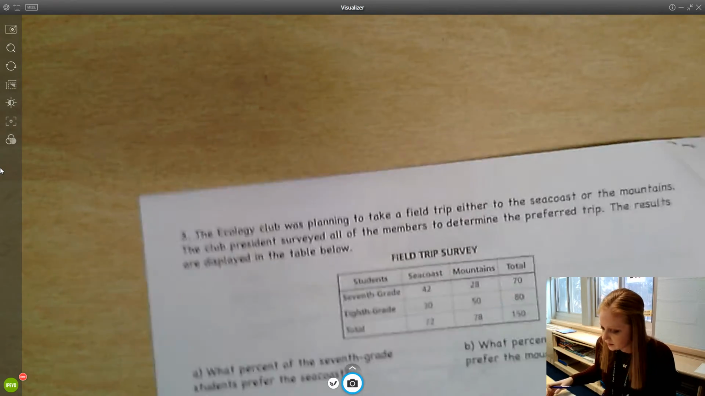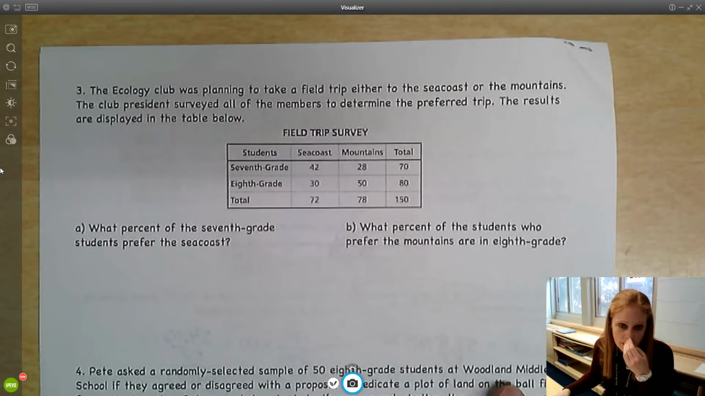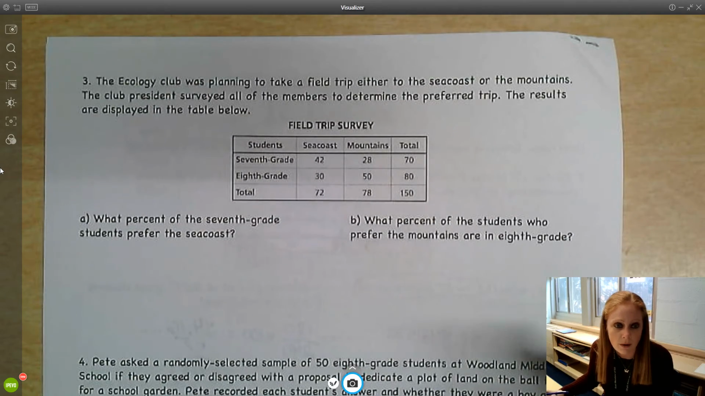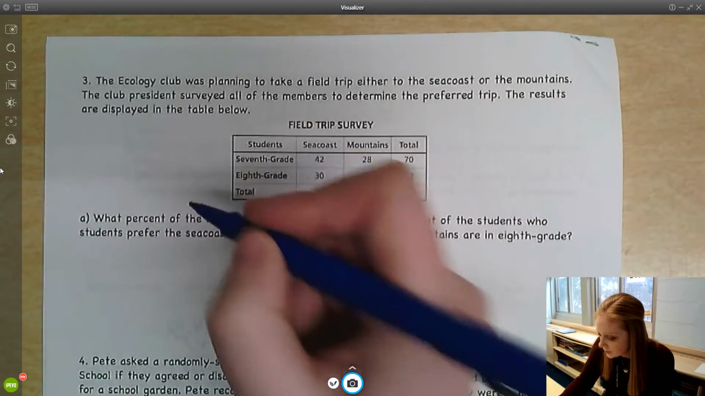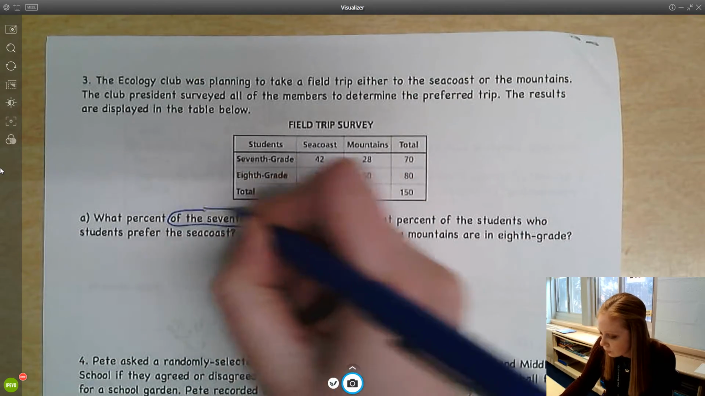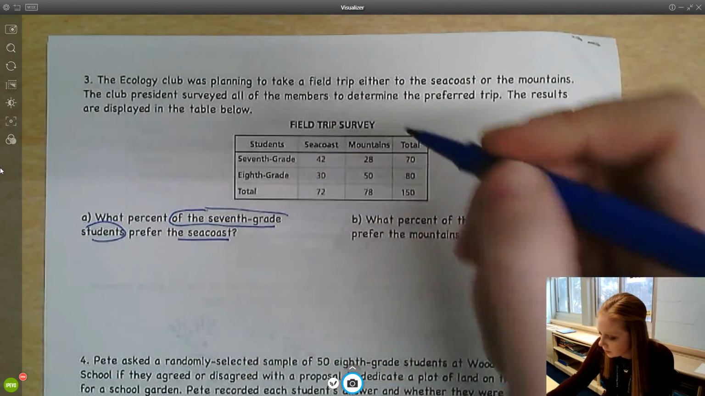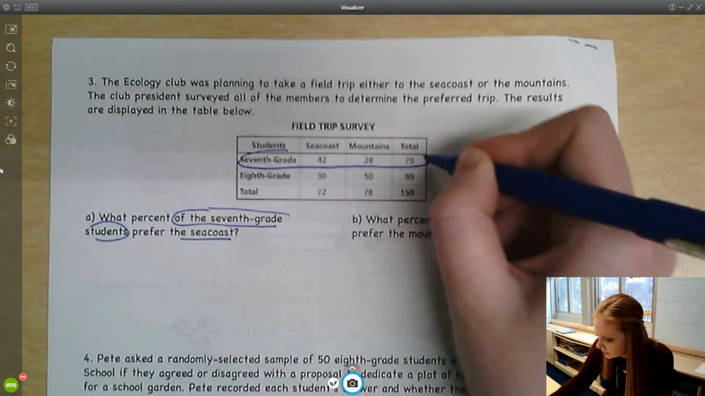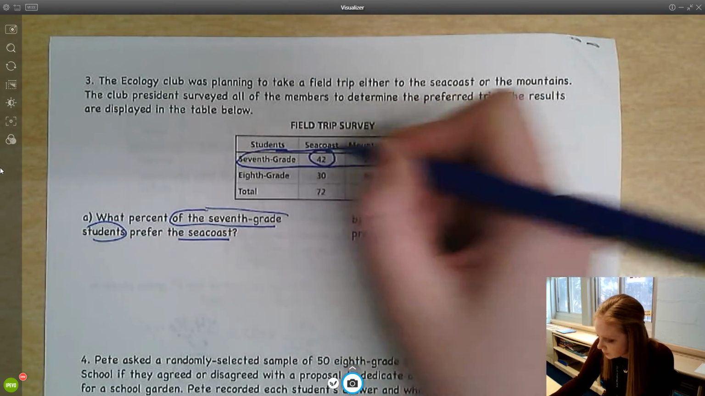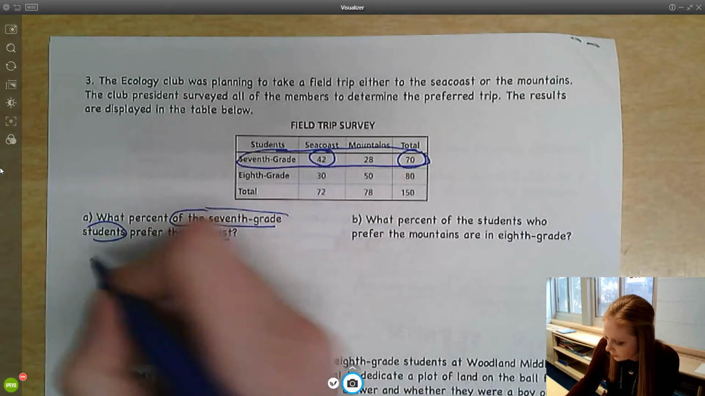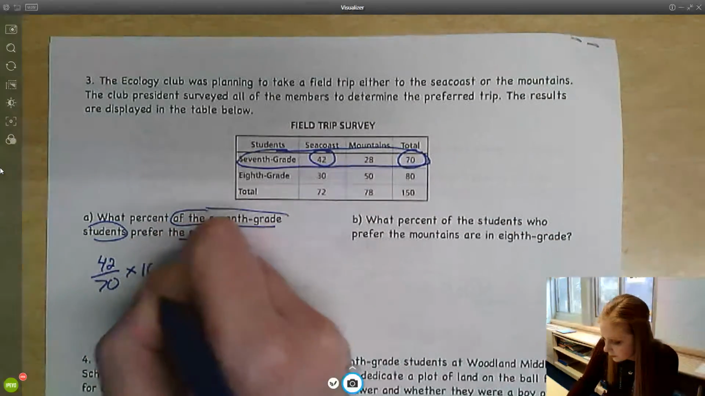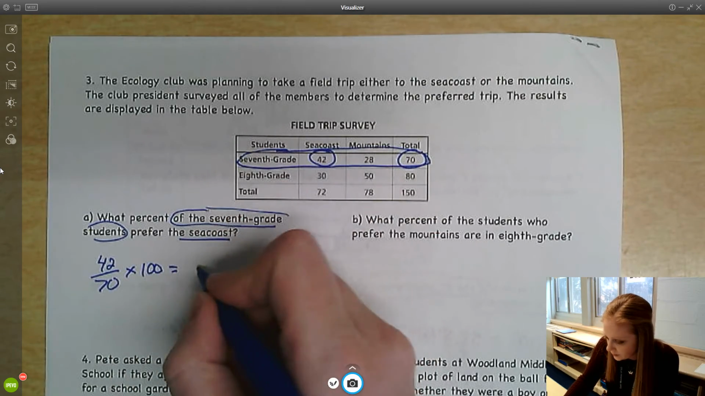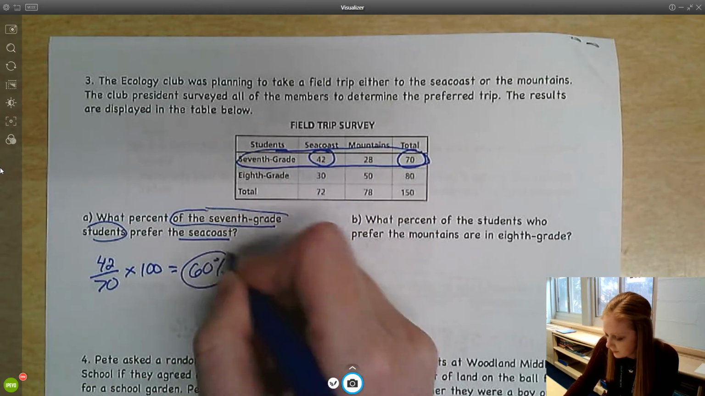All right, let's look at number 3. The Ecology Club was planning to take a field trip to Seacoast or the mountains, and they have surveyed 7th graders and 8th grade students. What percent of the 7th grade students prefer Seacoast? So let's look at all the 7th grade students. We have the ones who chose Seacoast out of our total for 7th grade. So 42 out of 70 times 100 brings us to 60%.